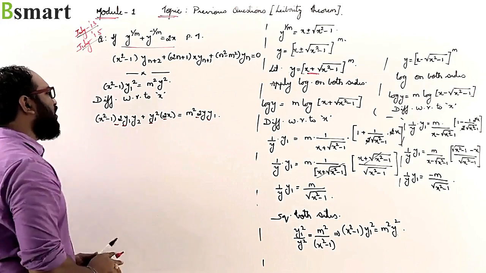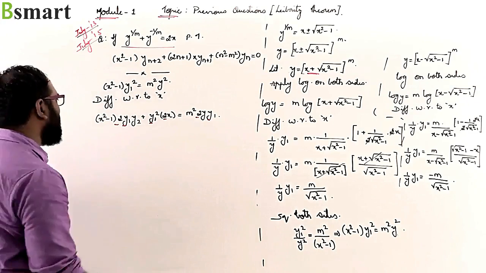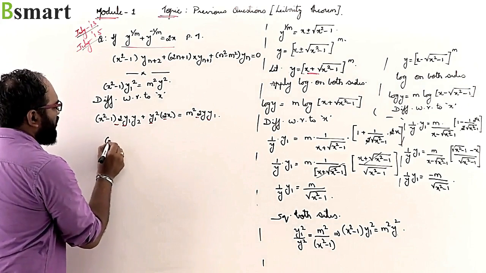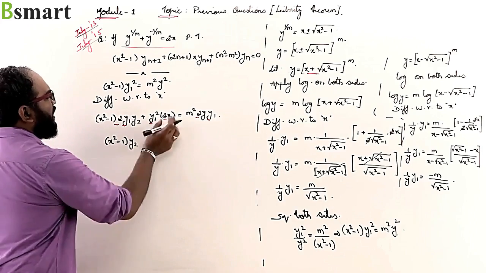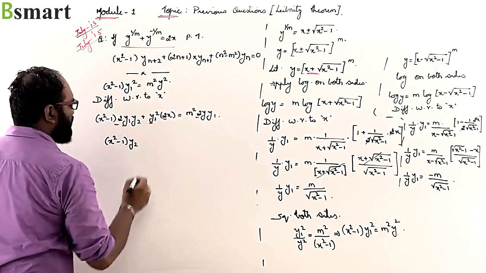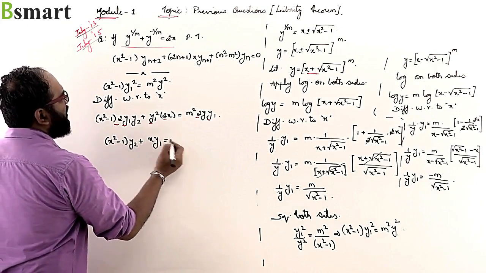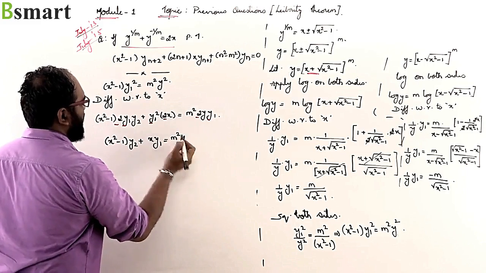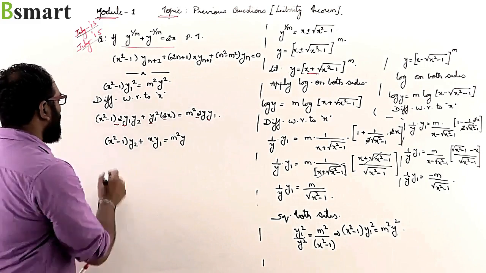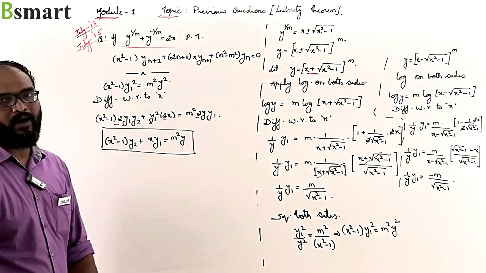If we take out 2y1 common, and from both sides it gets cancelled, then we are left with only x square minus 1 into y2, and here one y1 has gone, so that is plus x y1, is equal to, again 2y1 has gone, so that is m square y. Now we got the relation between y, y1 and y2.